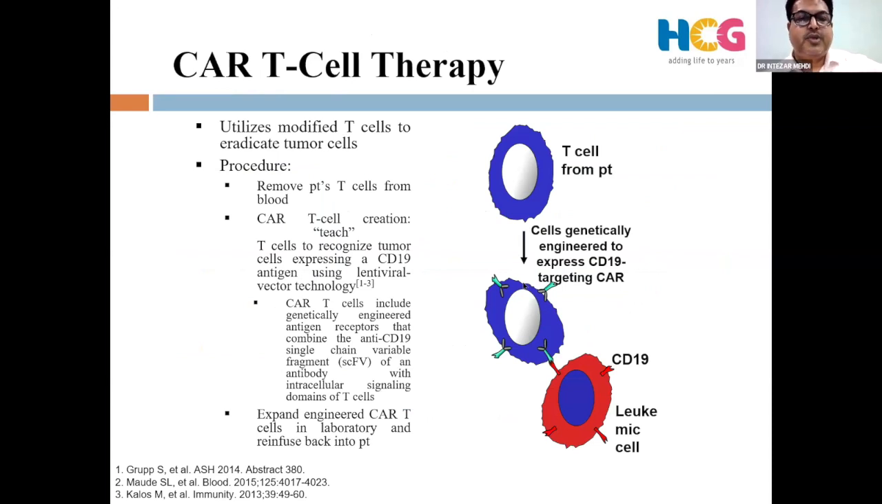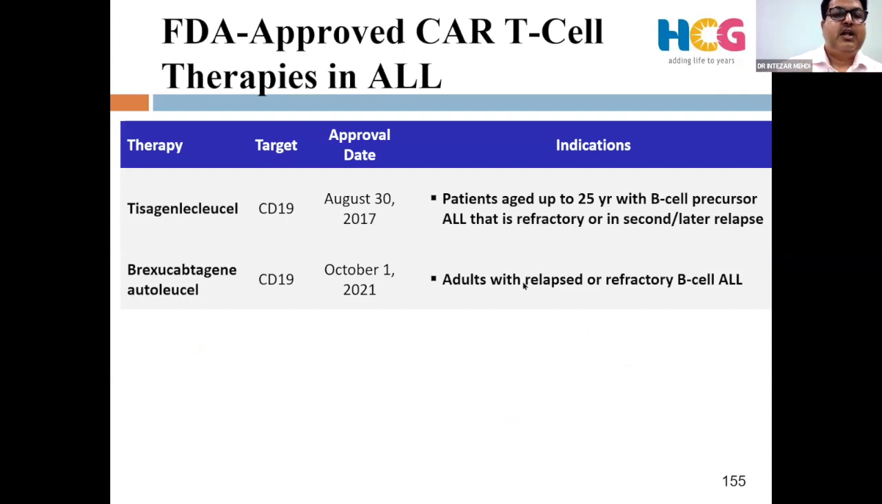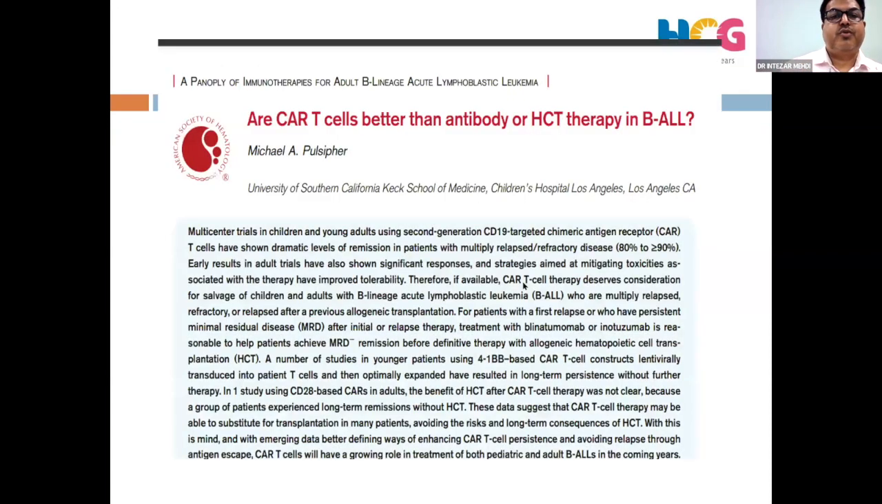Lastly, the CAR T cell therapy. As you know, this utilizes modified T cells to eradicate tumor cells. We take the T cells from patients, cells are genetically engineered to express CD19 targeting CAR, and then the patient is given some kind of small myeloablative conditioning chemotherapy to create the space, and then these CAR T cells are injected back into the patient, infused back. And these were the two CARs which were approved at that time, 2021.